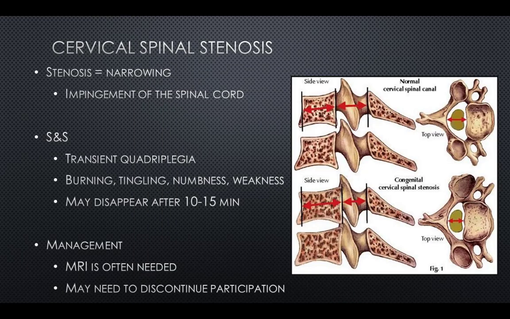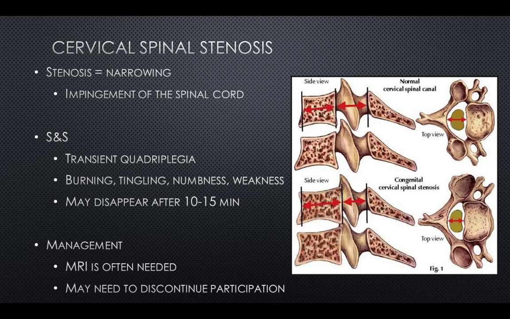Cervical spinal stenosis is the narrowing of the cervical canal in the neck. The spinal canal is the open area in the bones or vertebrae that make up the spinal column. The spinal cord is a collection of nerves that run through the spinal canal from the base of the brain to the lower back. When the spinal column narrows, the spinal cord may be pinched or impinged.